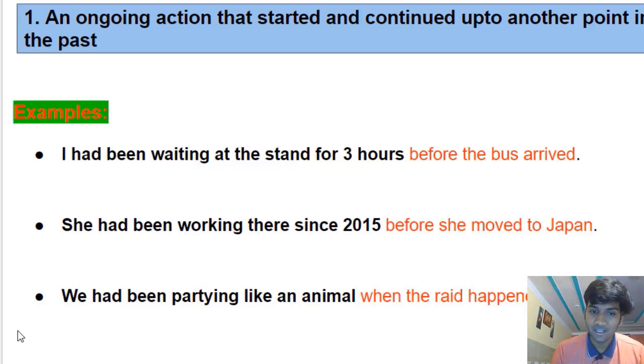Third example. We had been partying like an animal when the raid happened. We had been partying like an animal, like a wild animal. We went wild when the raid happened, right? So this had been going on. This action, which is partying, had been going on. We'd been doing this action. We had been partying like an animal when the raid happened, right?